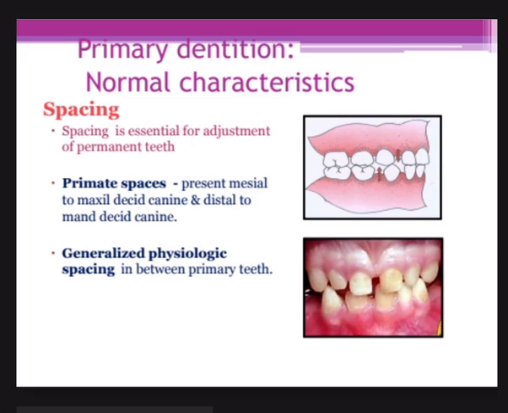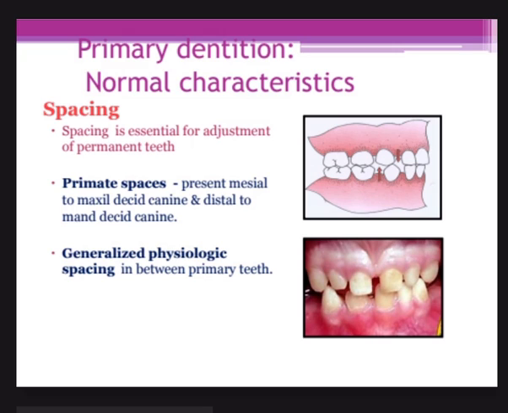Okay, and distal to your mandibular deciduous canine. Okay, always keep this in mind. So if you look at this picture, in the top picture you can see mesial to the maxillary canine, primate space is seen in the maxillary arch, and distal to the mandibular canine, it is seen in the mandibular arch. Okay, so this is the difference, and only these spaces are called primate space.